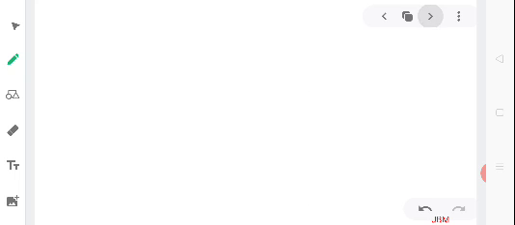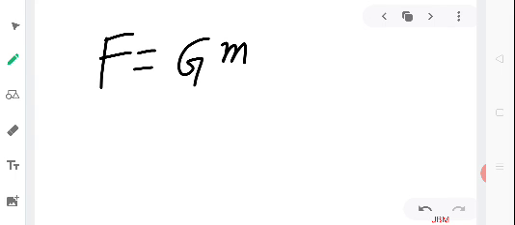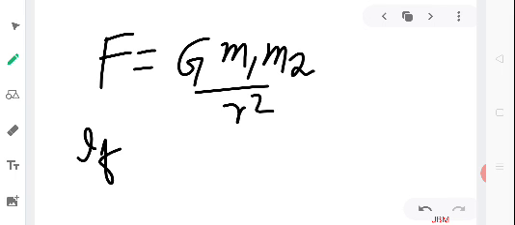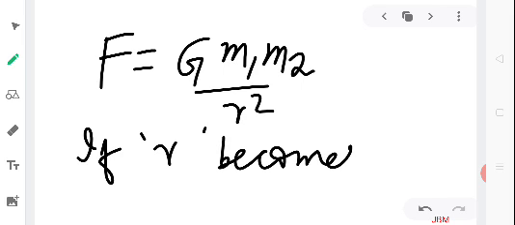Let us also try and understand how force is going to depend on distance. So again I am writing down the general expression for force: F is equal to G m1 m2 by r square. If distance becomes half, this means if the two objects were separated by 1 meter, now they are separated by 1 by 2 meter, distance becomes half. What change will it produce on force?